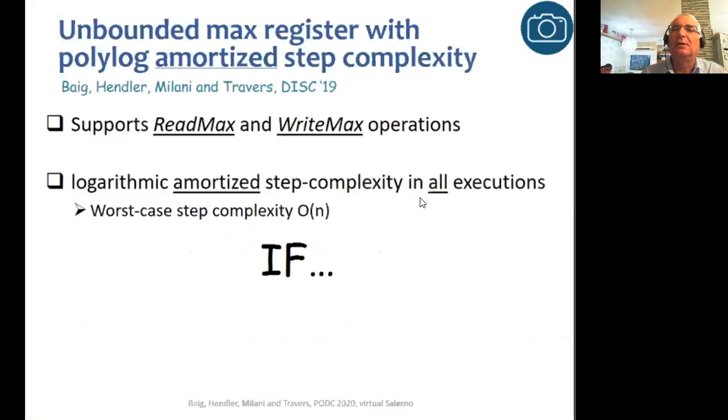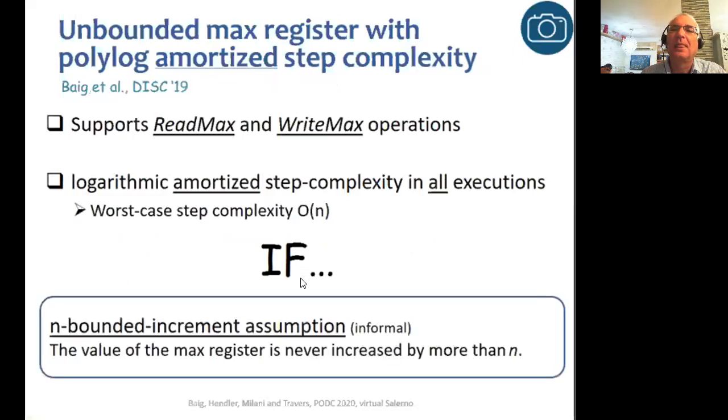In recent work, Baig et al. presented the first wait-free unbounded max register. That is a max register that can assume any non-negative integer value, which has amortized step complexity logarithmic in n in all executions, regardless of the length. But this is only guaranteed in executions in which no write max operation increases the value of the register by more than n, a requirement called the n-bounded increment assumption.